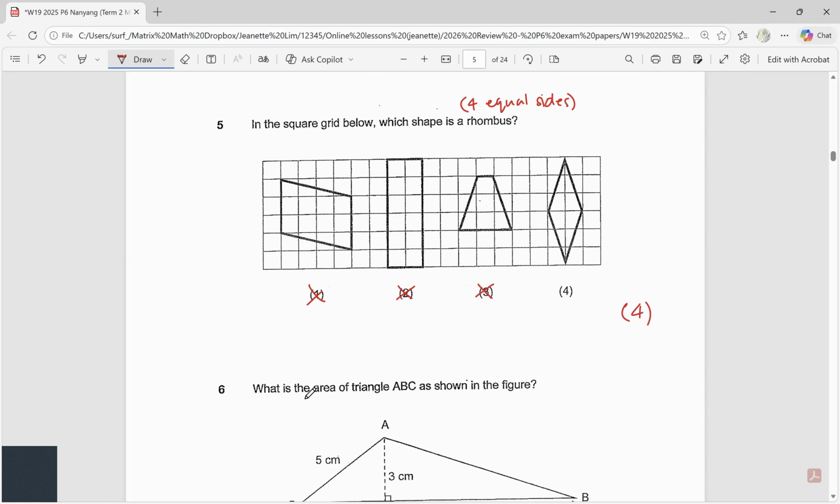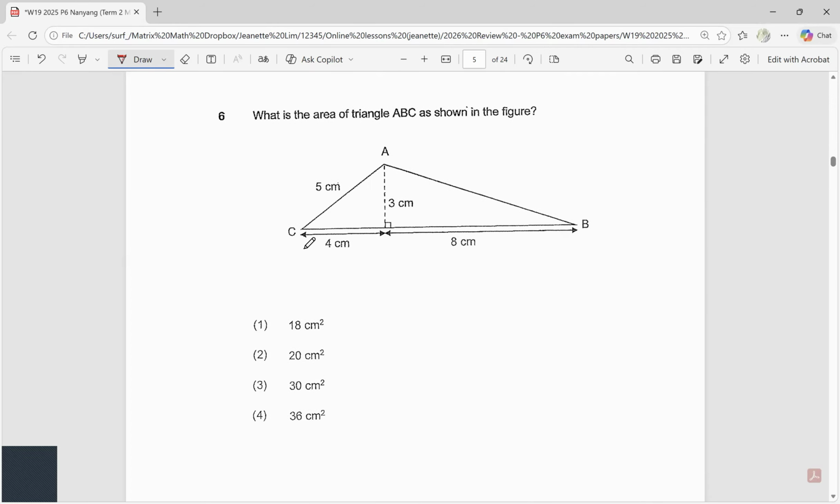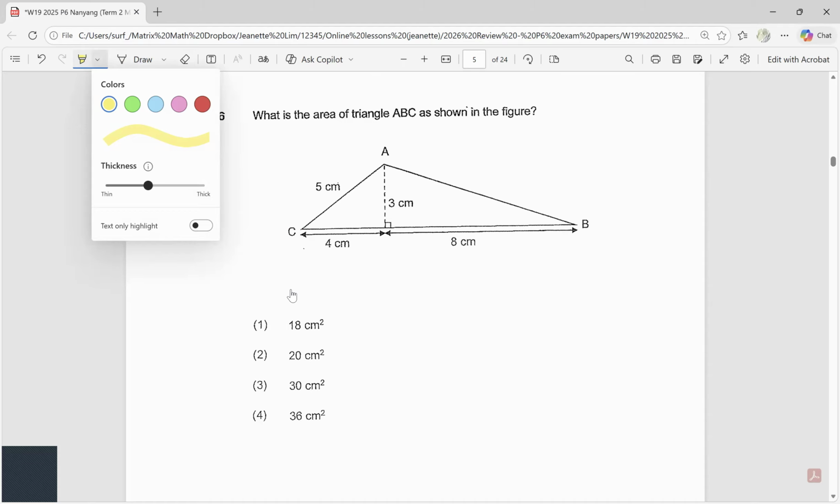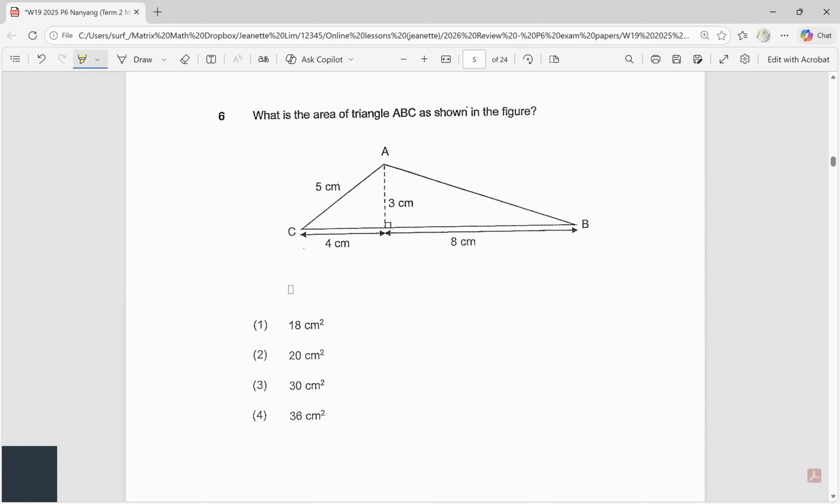Next question 6. What is the area of triangle ABC as shown? Area of triangle is half times base times height. So you need to identify your base and your height. So for the base of this triangle, look for sides that you know. So it will be this 4 plus 8. Then for the height, it has to be the perpendicular height. So there's a right angle. This is the perpendicular. So that's the height. So your base is 12, height is 3.